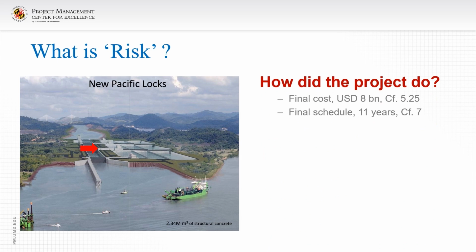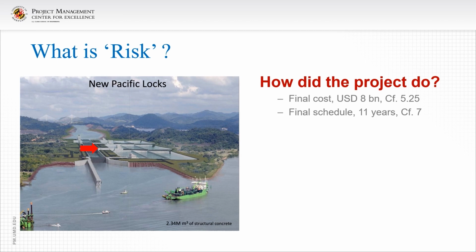So how did the Panama expansion, the third set of locks project, do? It's a mega project. It's one of the largest projects in the world in the year it was built. It was originally estimated to be about $5 billion. It came in at $8 billion, which is about 60% more than anticipated. So maybe not as good as it could have been.